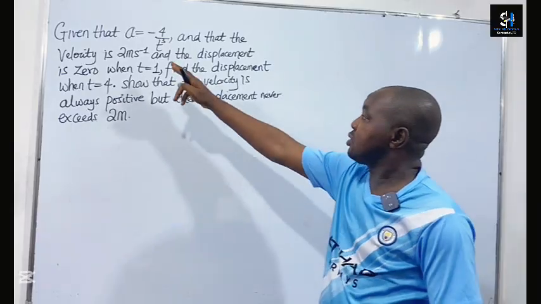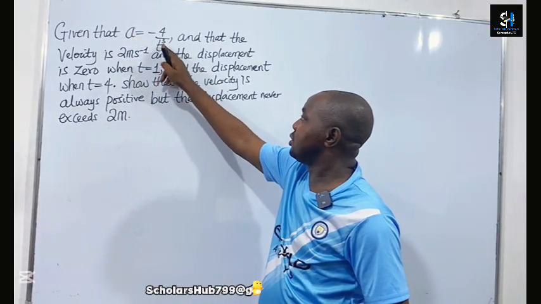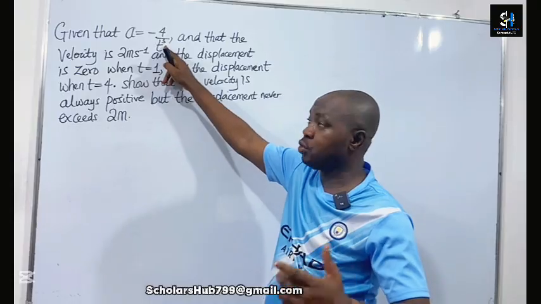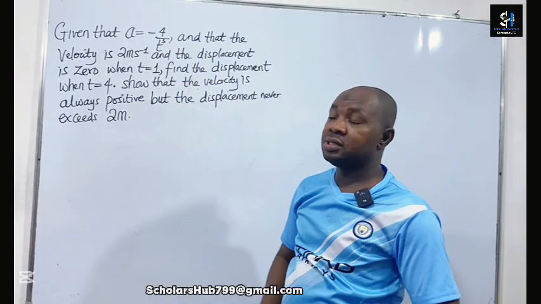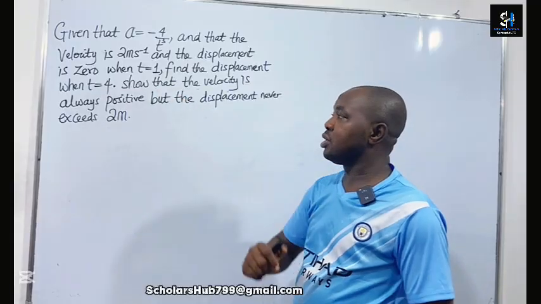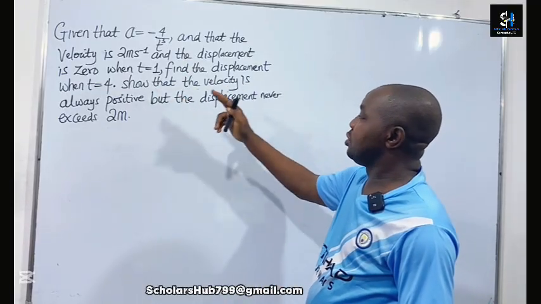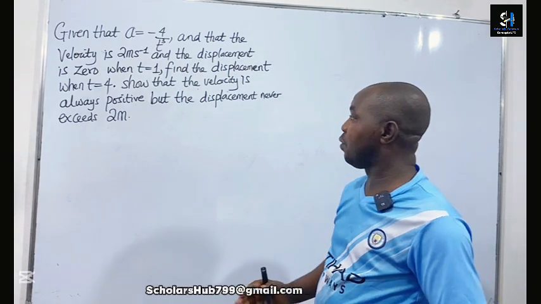Given that acceleration a is equal to minus 4 over t raised to the power of 3, that's t cubed, and that the velocity is 2 meters per second, and the displacement is 0 when t is equal to 1. Find the displacement when t is equal to 4.